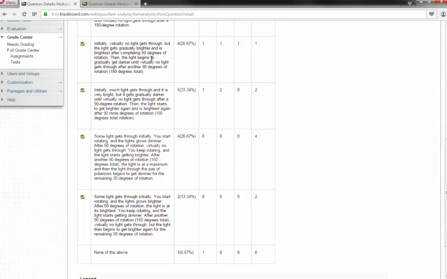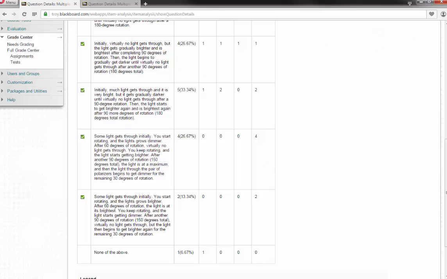Basically it hits a maximum brightness at 90 degrees, then starts getting darker and finishes up dark. So that matches what is allowed. This one right here says that initially it's the brightest, and then as you rotate it, it gets darker, darker, darker, then at 90 degrees it's darkest, and then it starts getting brighter again. And then these two both are sort of intermediate conditions. Some light gets through. Maybe it gets darker, maybe it gets lighter as you rotate.